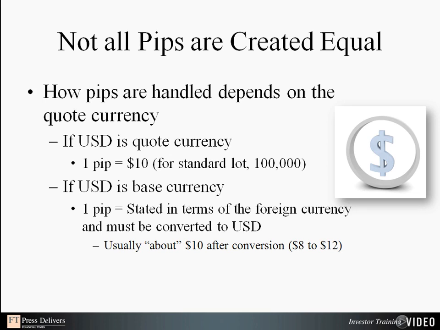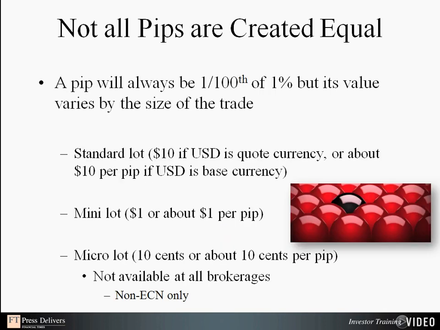But the math isn't quite as simple as knowing that it's $10 and it's a good, clean, easy number to deal with. A pip will always be 1/100th of 1%, but its value is going to vary by the size of the trade. For instance, a standard lot, as we mentioned, is $10 if the USD is the quote currency. But a mini lot, which is 10,000 units rather than 100,000 units, has a pip value of $1, or about $1 for currency pairs in which the US dollar is not the quote currency. It might be $1.10, it might be 90 cents, but it's going to be in that vicinity.